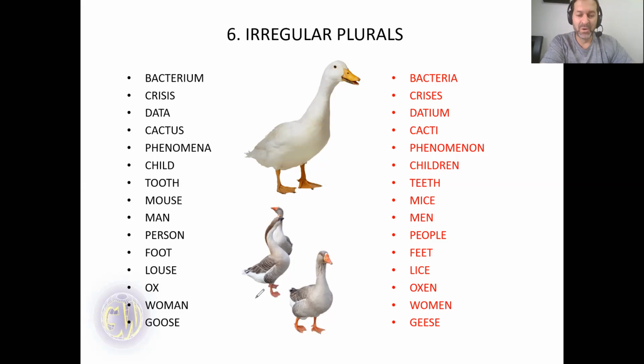Woman, women. Mujer, mujeres. Goose, geese. Ganso, gansos. Fantastic. I really like this. Geese. Goose is the animal that you have to keep in your mind here, okay? At the end of this presentation, we are going to show you how it works, okay? So let's continue with the next slide.